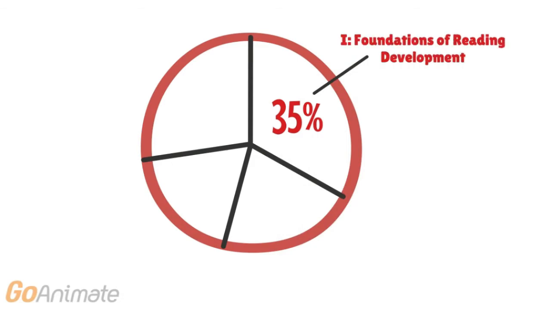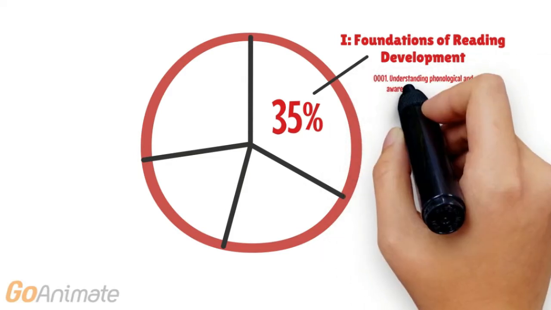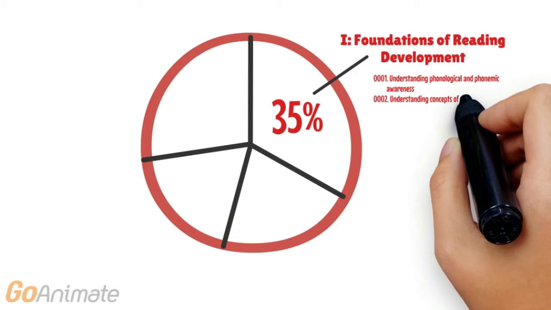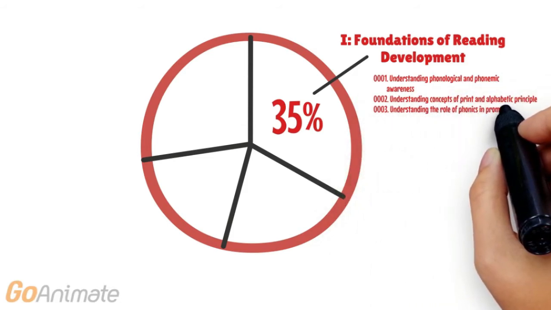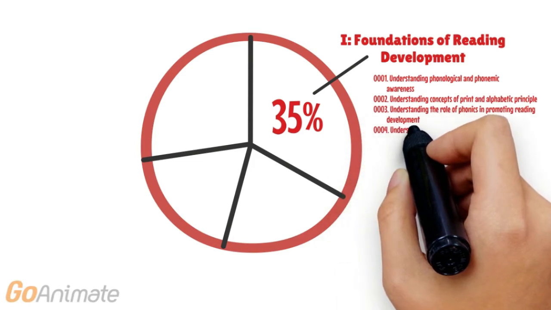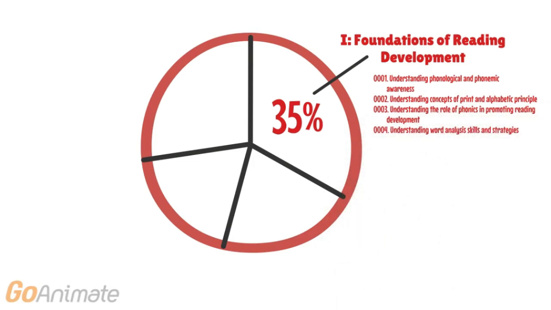Sub-area 1, Foundations of Reading Development, which makes up 35% of the questions in the exam, contains 4 objectives. They are understanding phonological and phonemic awareness, understanding concepts of print and alphabetic principle, understanding the role of phonics in promoting reading development, and understanding word analysis skills and strategies.